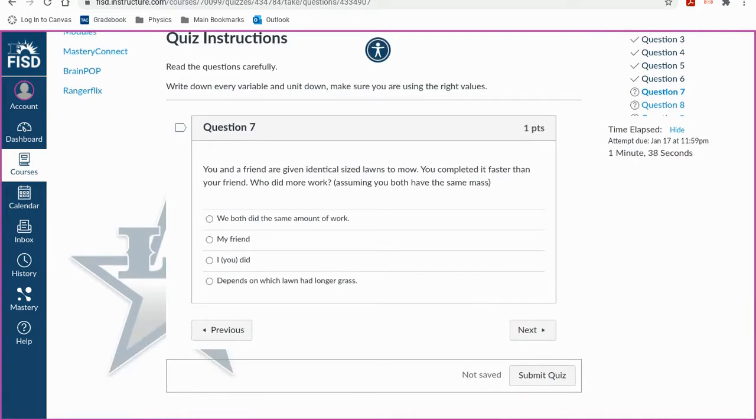You and a friend are given identical sized lawns to mow. You completed it faster than your friend. Who did more work, assuming you both had the same mass? Well, work is force times distance. So if you have the same mass, you're doing the same amount of distance because it's the same size lawn. So you both did the same amount of work.